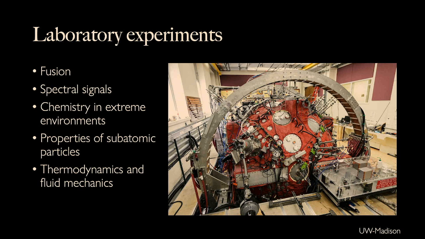We can also look in the laboratory for spectral signals of different molecules, of atoms, do atomic physics. Chemistry in extreme environments is really important. Maybe something occurs in a vacuum or only at 1,000,000 degrees. We can do these sorts of experiments in laboratories. There are also properties of subatomic particles that we might care about, like neutrinos. Those we can do here on Earth. And finally, things like thermodynamics and fluid mechanics.